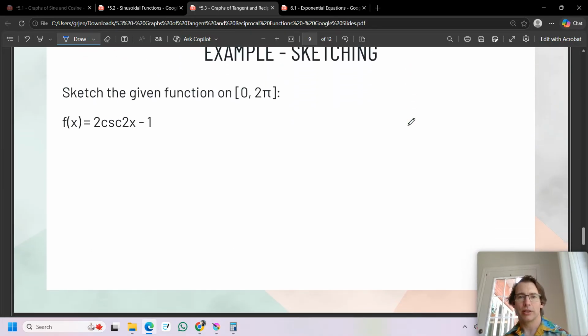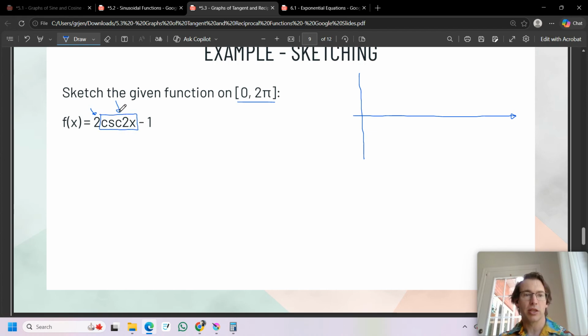Okay, so let's sketch this one on the domain 0 to pi. So we're going to prepare our y-axis and our x-axis here. We're noticing that we're going to be stretched by 2 and minus 1, so things are going to happen. But when you're sketching one of these reciprocal trigonometric functions, start with this piece first, then stretch it, then shift it. Do those later. So my first step is actually going to be to consider g of x, which is kind of the reciprocal of this.